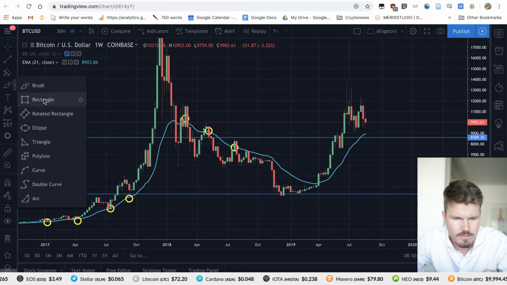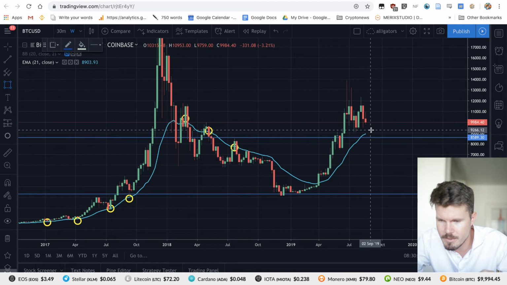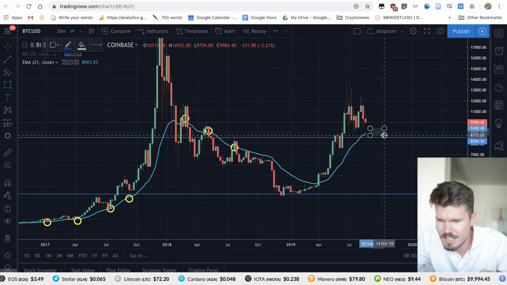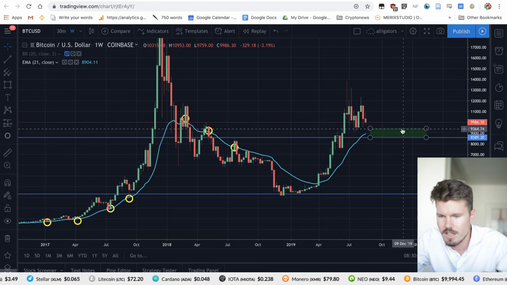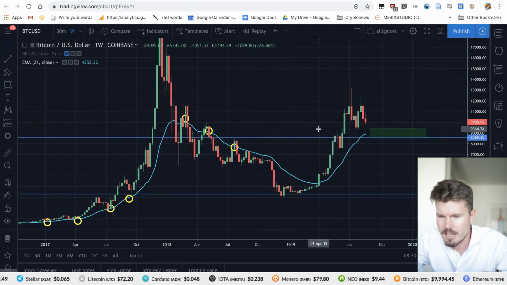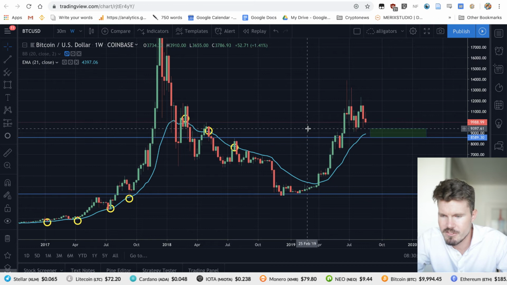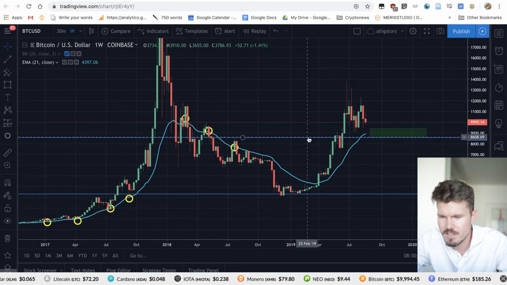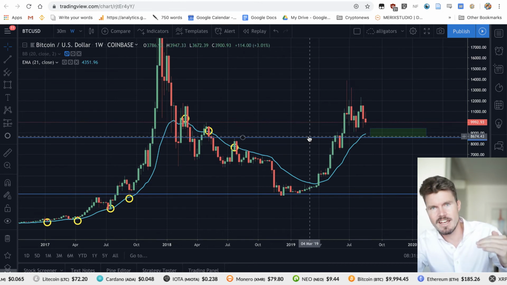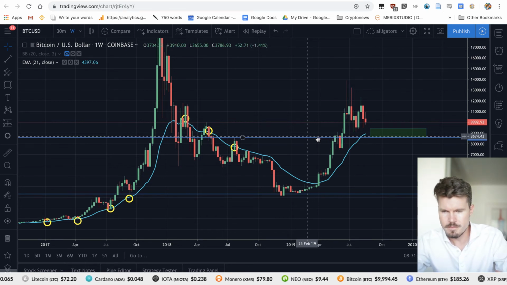So here I will make a nice rectangle to show you what I mean. So since it's not very clear where exactly this buy area is, my buying starting point might be around 9,400 US dollars all the way down to 8,600 US dollars. So don't want to buy everything on one go.